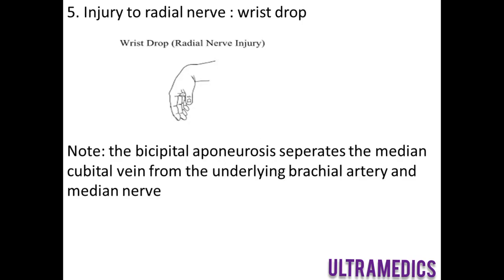Injury to radial nerve. This is also known as wrist drop. The radial nerve supplies the posterior part of the arm and forearm. So injury to it will cause weakness in the muscles, which will lead to wrist drop. Now, an important note here, the bicipital aponeurosis separates the median cubital vein from the underlying brachial artery and median nerve. So the bicipital aponeurosis helps to protect the brachial artery and median nerve from injury. So we should keep this in mind.